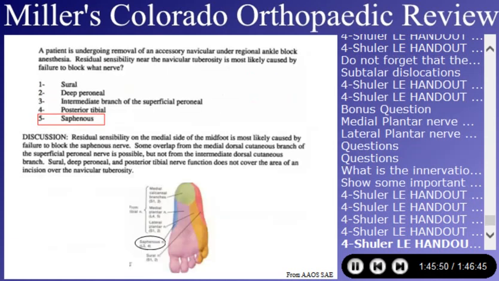Removal of accessory navicular, you do an ankle block, and you have sensitivity still. What is that caused by? What's the longest branch of the femoral nerve? Saphenous. And this shows it right here, medial side of foot. That's why if your anesthesiologist is going to do an ankle block for you and you're going to do some medial-sided procedure like removal of hardware, make sure they get the saphenous nerve block.